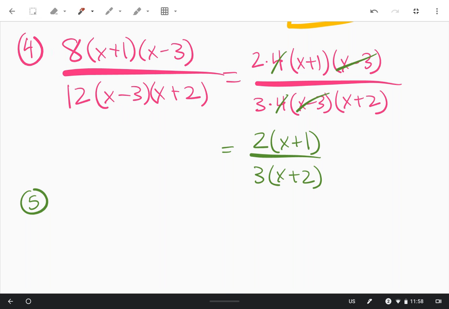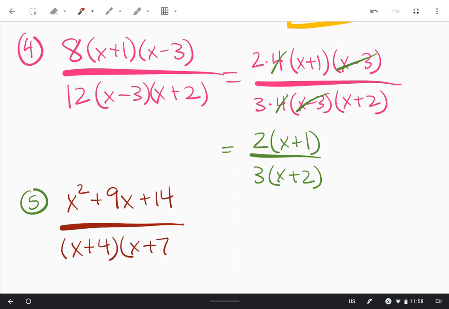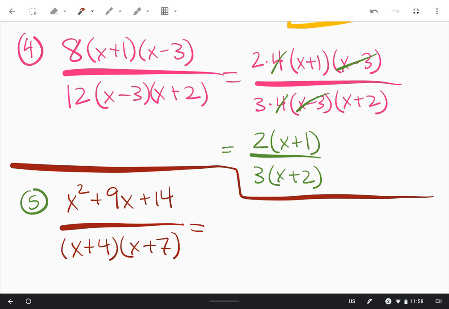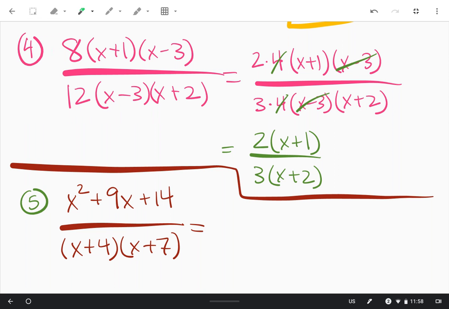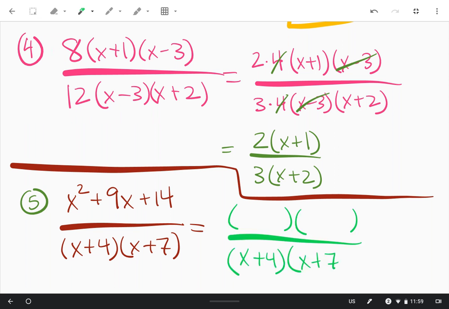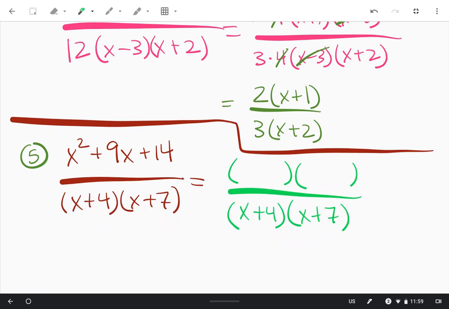All right, now we take it up yet another level. They give us a problem like this: x squared plus 9x plus 14, divided by x plus 4 times x plus 7. What they need us to do here is actually factor this top term. When I say factor, I mean we need to figure out what two binomials will multiply to make that expression. The bottom, nothing's going to happen down there, but I want to know what can I get to multiply to make x squared plus 9x plus 14.